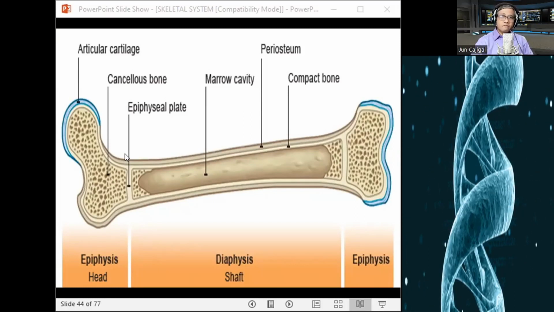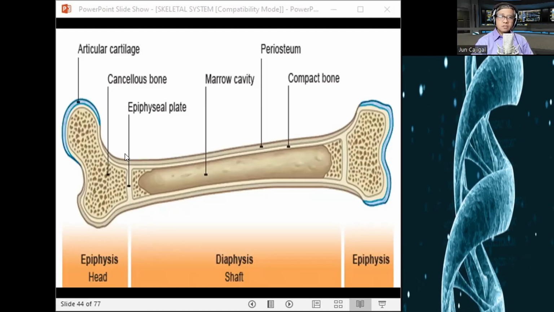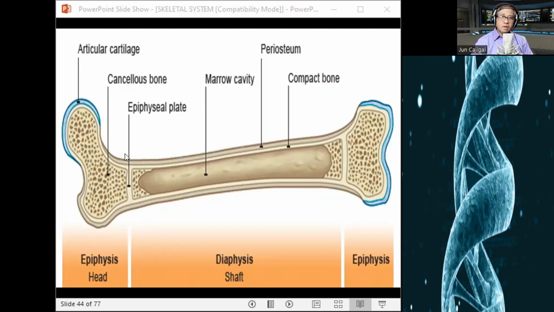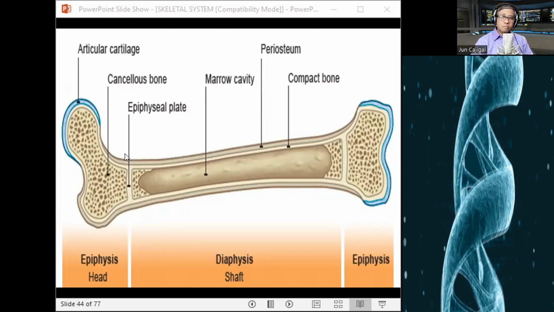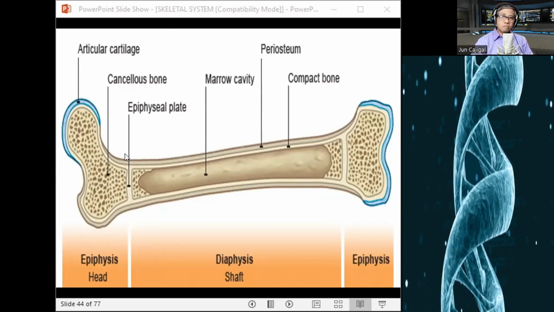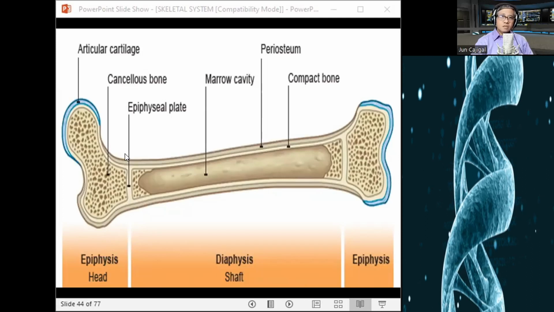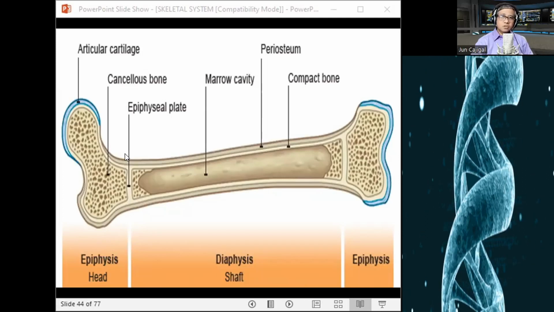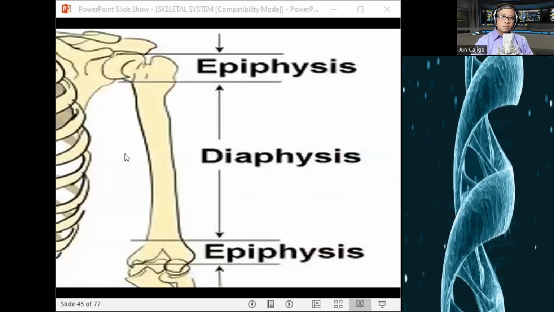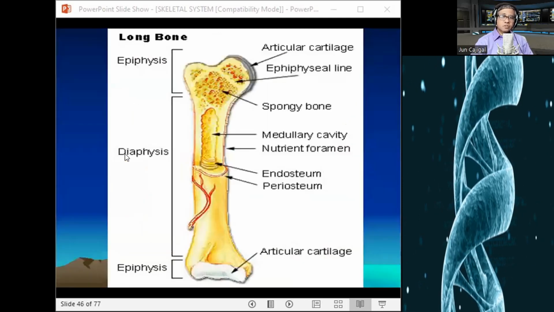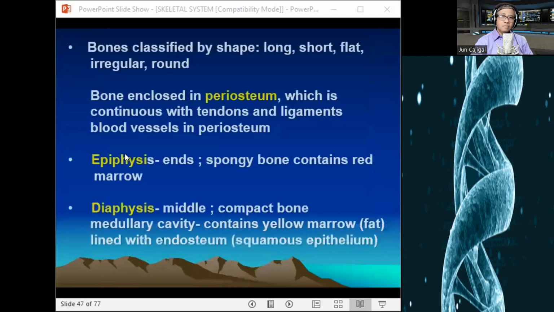Then inside the shaft or diaphysis is a cavity called a marrow cavity that contains yellow bone marrow. The yellow bone marrow is composed mostly of adipose tissue. The entire bone is covered by a membrane called the periosteum. Alright, so those are the parts of a typical long bone.